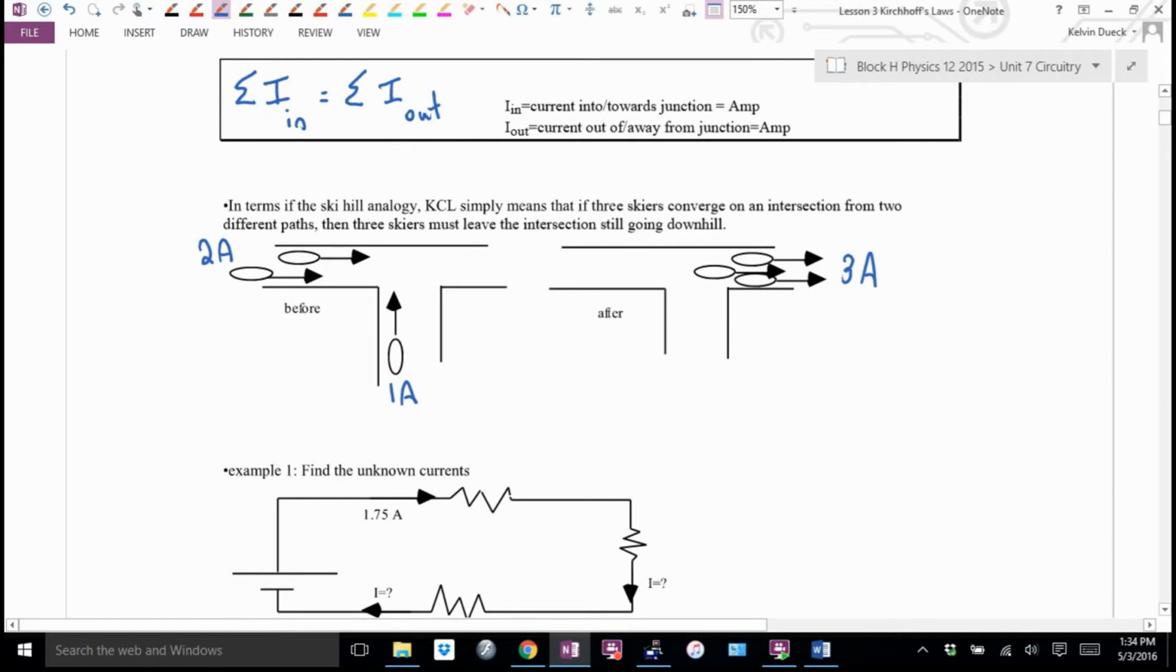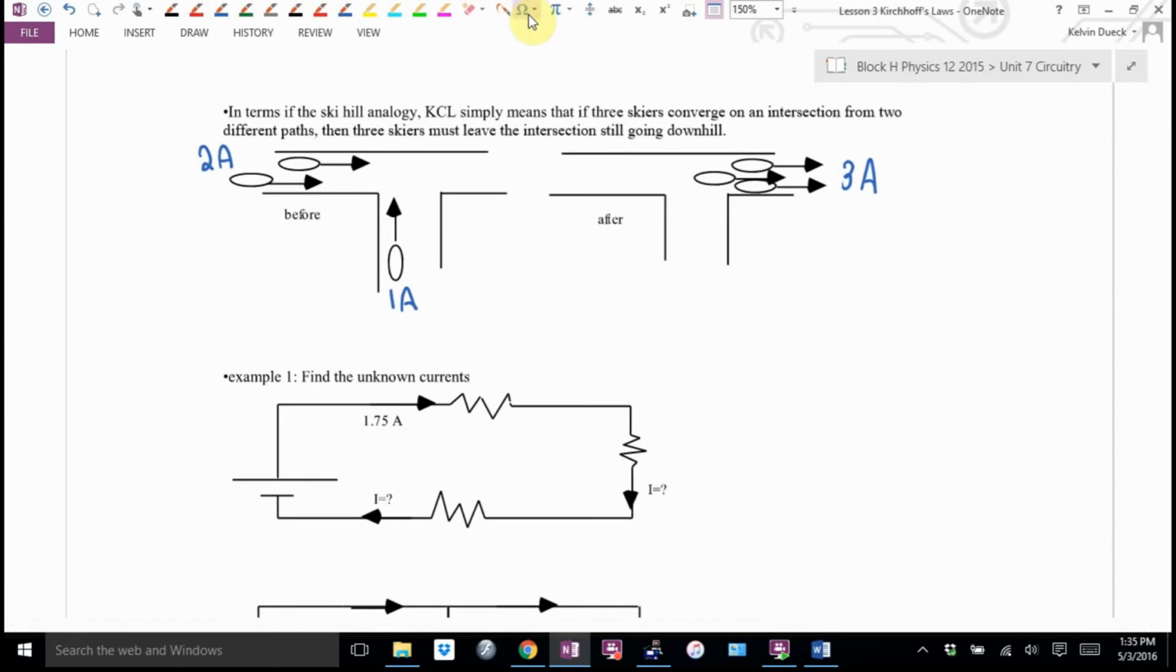It's not on your formula sheet. We'll never actually use it that way algebraically. We'll just say skiers can't vanish, which is my ski hill analogy. If skiers vanish, you've done something horribly wrong, and you have to call in a search party. So it's much easier just to start solving stuff.